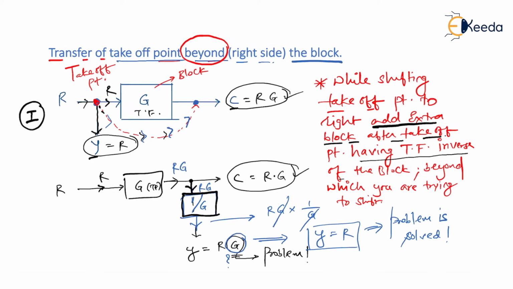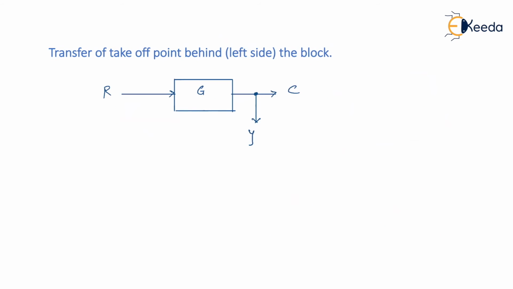Having transfer function inverse of the block beyond which you are trying to shift. Now this line is very important. Its transfer function should be inverse of the block beyond which you are trying to shift. So as you could see, beyond this G block we were trying to shift, therefore the transfer function of that extra added block is 1 by G.